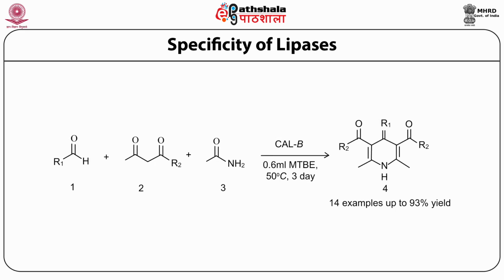Three-component Hantzsch reaction has been catalyzed by CALB to obtain 1,4-dihydropyridines with 4-nitrobenzaldehyde, acetylacetone and acetamide as the reactants. 90% yield was possible in 72 hours.